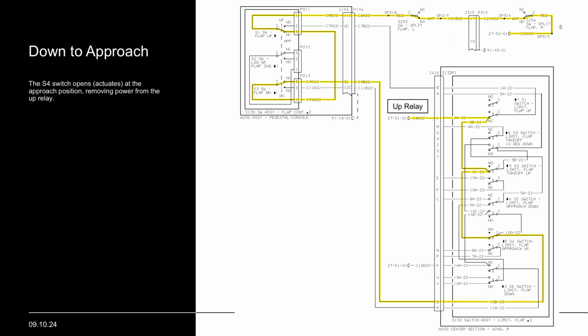When the flaps move from the down to approach position, the S4 switch opens or actuates at the approach position, removing power from the up relay. Finally, the last configuration, approach to up, the S1 switch will open or actuate at the up position, removing power from the up relay.